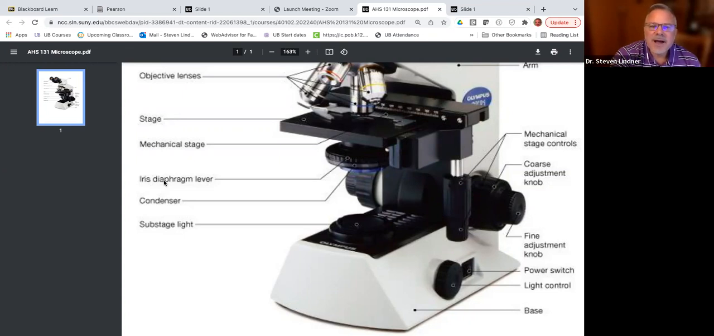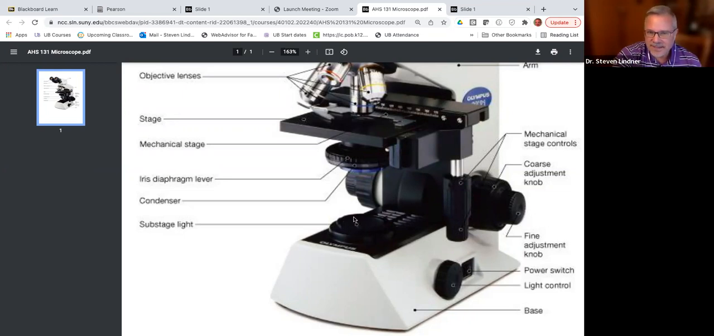We have an iris diaphragm lever right here, and moving this lever back and forth, it's going to be like a pupil. It's going to open and close to allow more light or less light to shine through the mechanical stage and go right through the slide. Okay.